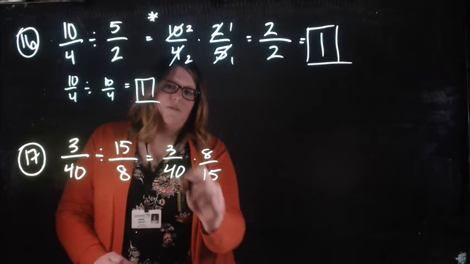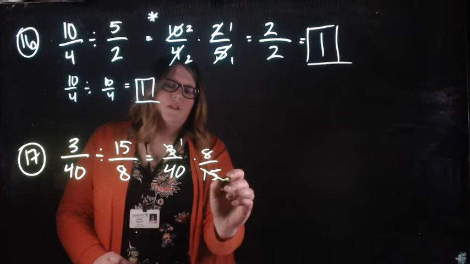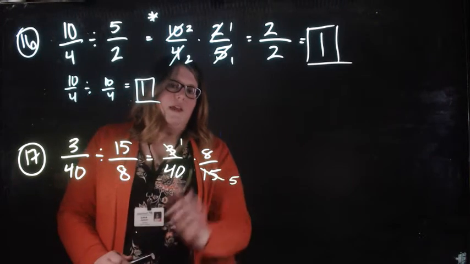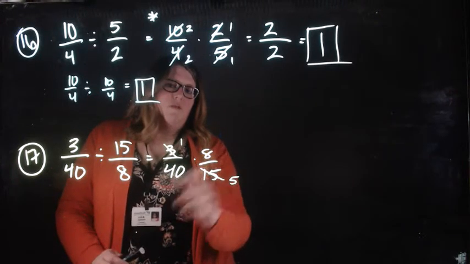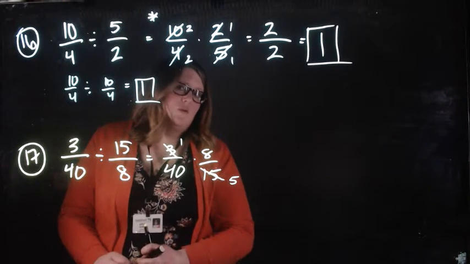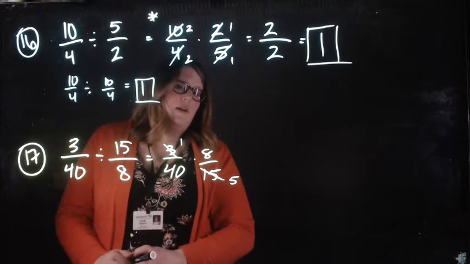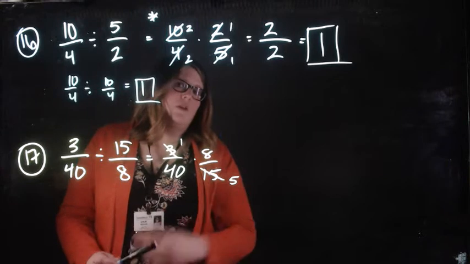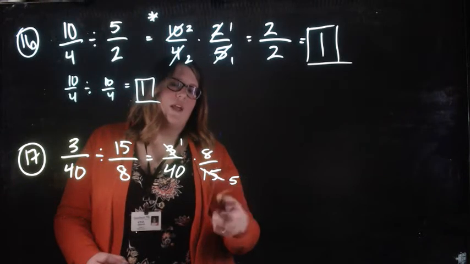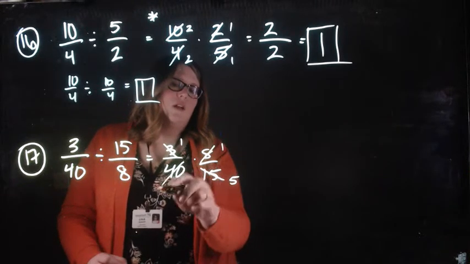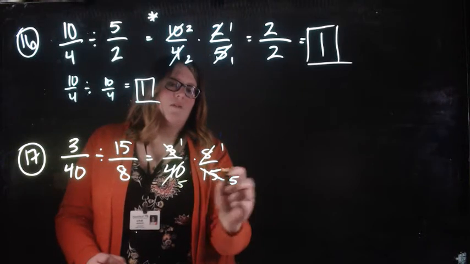So here we have 3 and 15. 3 goes into itself once, and 15 five times. And a factor that goes into both 8 and 40 could be 2. 2 goes into 8 and 40. 4 goes into 8 and 40. We always want to choose the largest. Right? So 8 goes into itself once, and 8 goes into 40 five times.